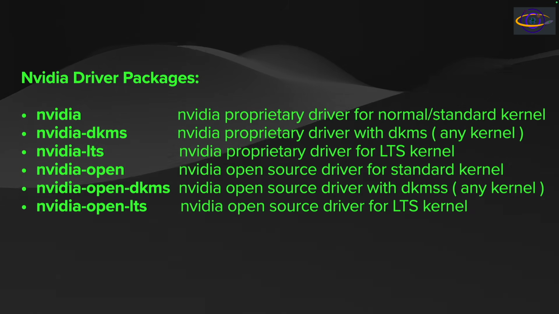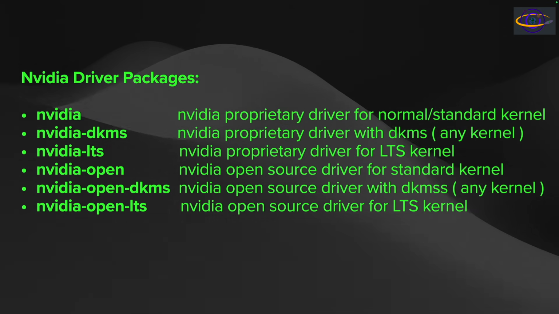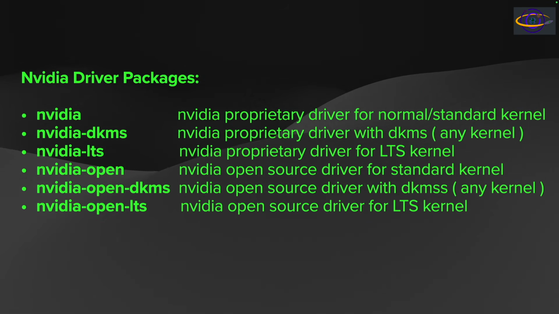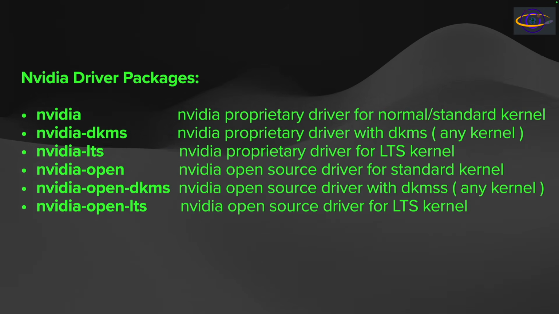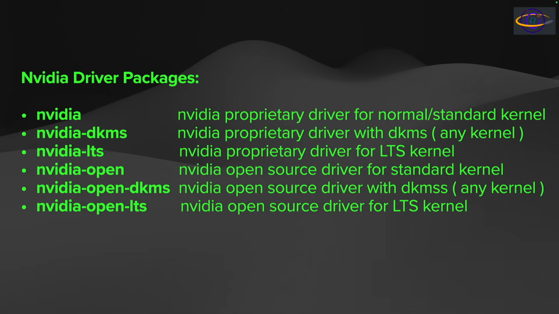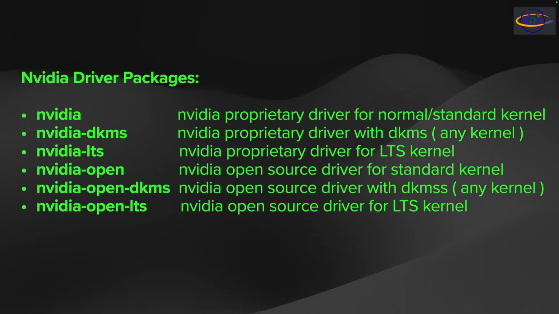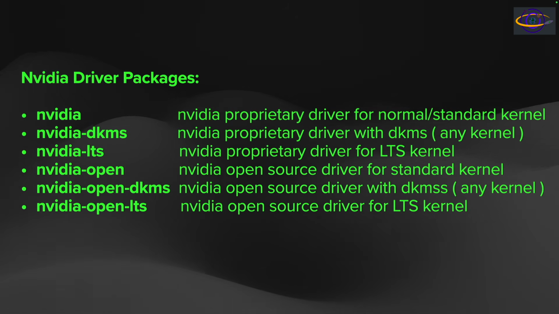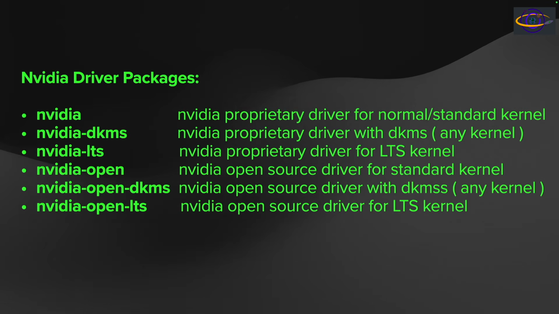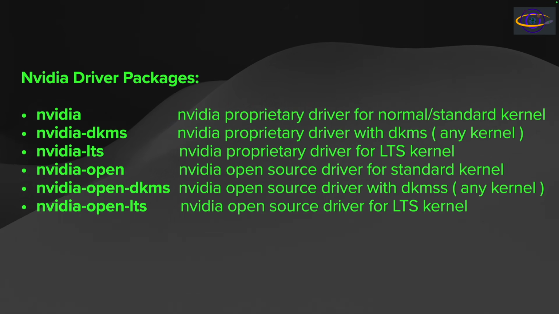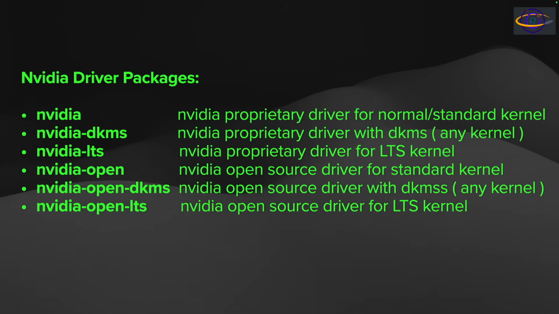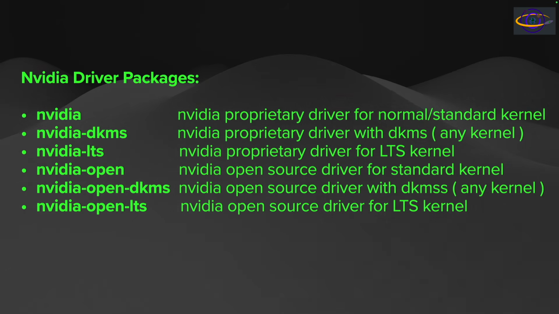The NVIDIA Open one is for standard kernels. And the NVIDIA Open DKMS is just the DKMS version of it for standard kernels. So if I had a newer GPU, I would just install that one, the NVIDIA Open DKMS. And then there is the NVIDIA Open LTS, same deal, the open source driver from NVIDIA for LTS kernels. So those are the 6 main packages that you're going to be installing from the regular Arch Linux Pacman repo. You're going to have to choose between these based on which kernel you have, how flexible you want to be, and whether you have the older or newer cards.